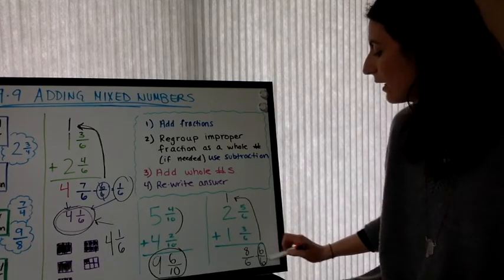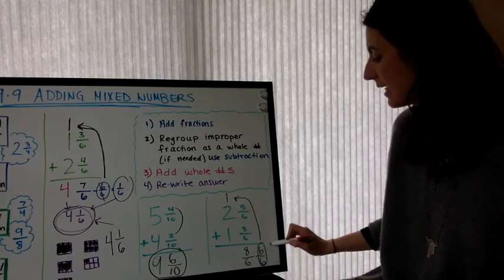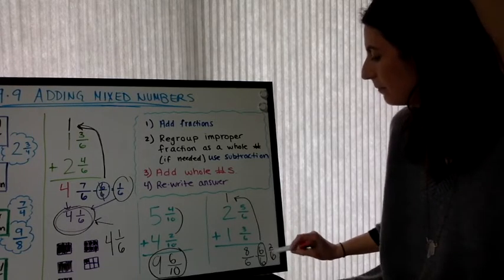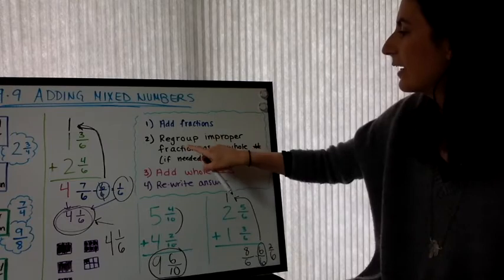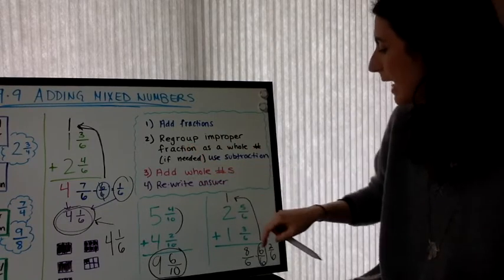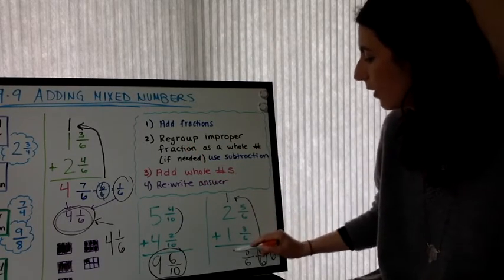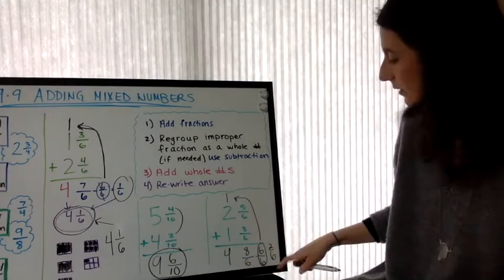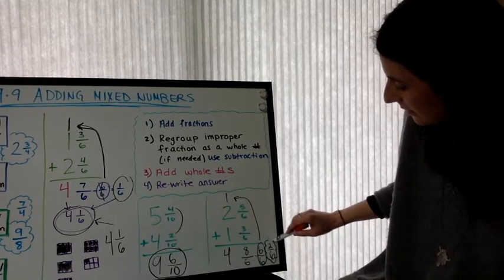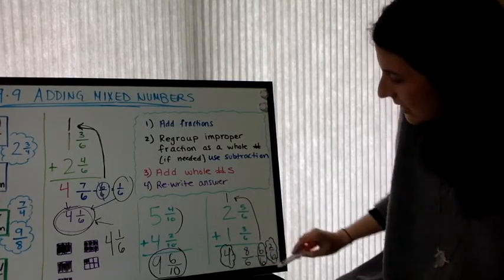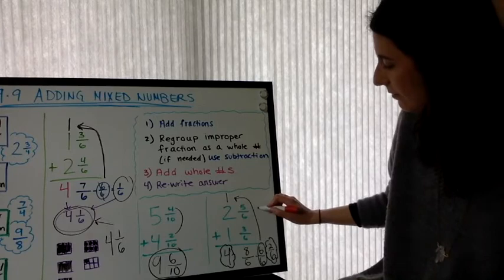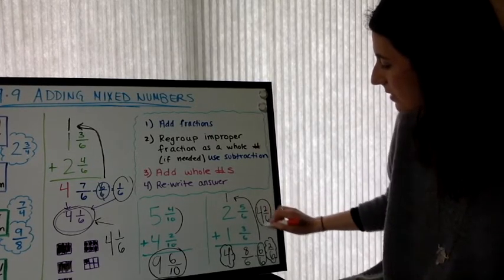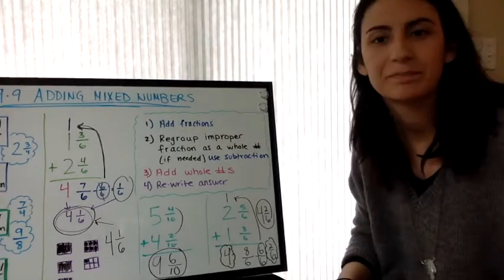Now I have to figure out what I have left. 8 minus 6 is 2. My denominator stays the same. Okay? Now I added and I regrouped. Now I need to add my whole numbers. 2, 3, 4. I get my 4. Remember, this is very confusing looking. I know that this and this is my final answer, so I'm just going to rewrite that. I'll rewrite it up here for now. 4 and 2/6 is my final answer.